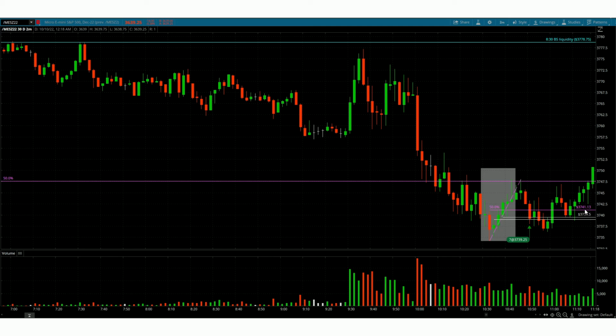So I'm looking for a fair value gap below 37.41. And as you can see over here, I've marked that with these two white lines over here. So I'm looking for a price below 37.39 and a half. So I go one tick right below that. 37.39 and a quarter is where I entered long.